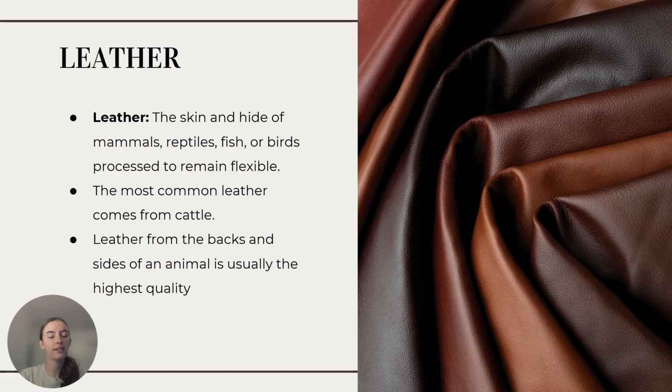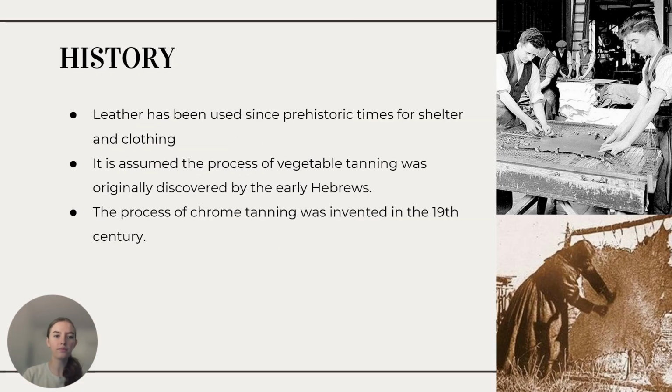And it is processed so it remains flexible and it doesn't rot or decay. So the most common type of leather is from cattle, but leather can come from basically any animal skin. Usually the higher quality leather is found on the backs and sides of an animal versus legs and the belly of an animal. Those usually see more wear and tear throughout the animal's life, so they're lower quality.